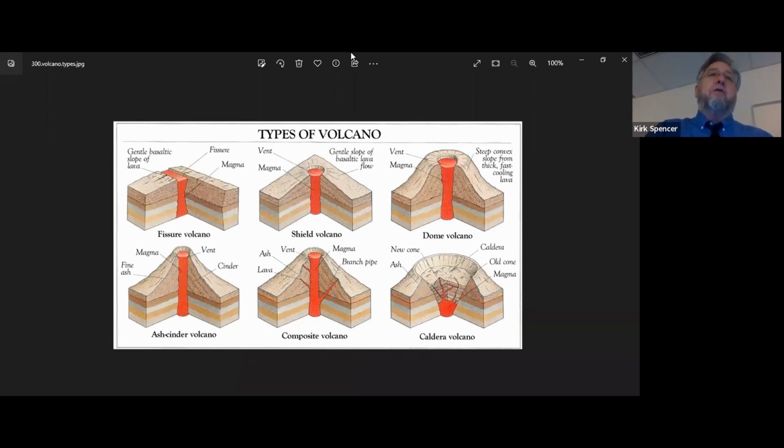And the reason it's so eruptive is because it has high silica. High silica means it's very viscous, therefore it traps the gas, builds up to critical pressures, and then it explodes, creating a tremendous amount of damage and pyroclastics.